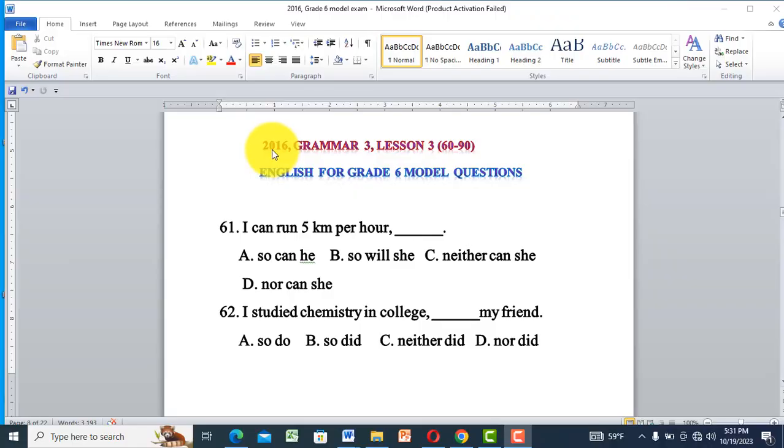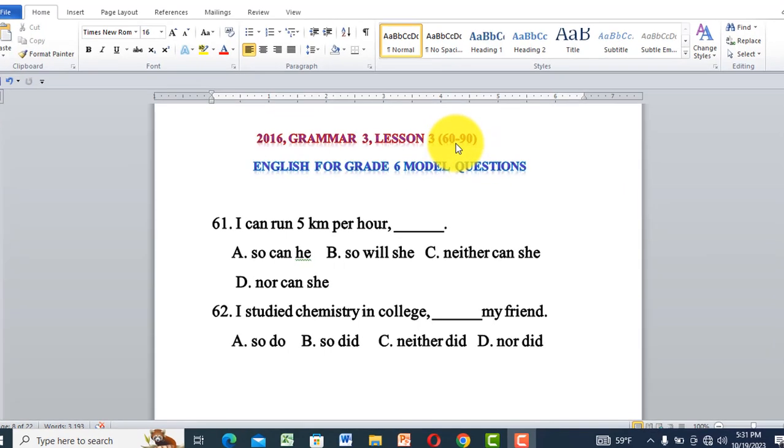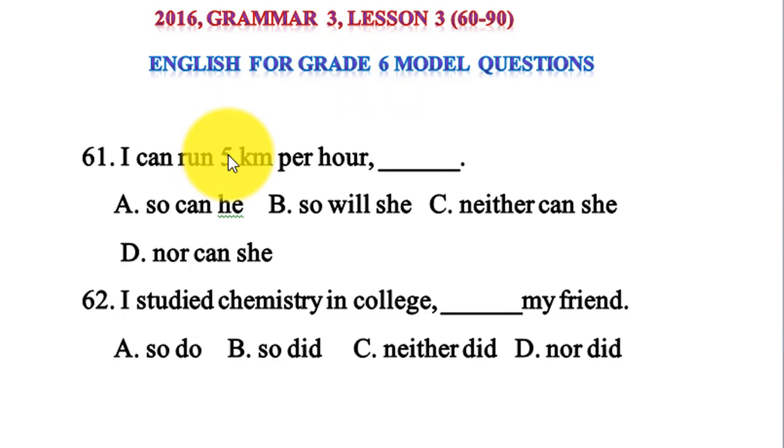Hello everybody, this is part 3 of the 2060 English Basic Model Questions, which is focused on grammar. The questions begin from question 60 to 90, so I'm going to present them with clear explanations for the following questions. Yes, it is part 3, your test.